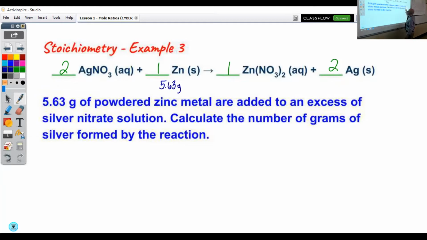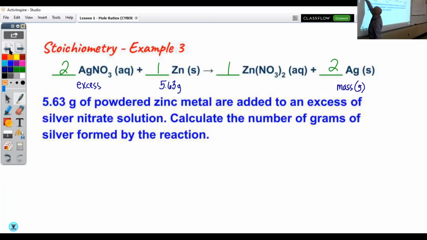They are added to an excess of silver nitrate solution. So we have more than enough of this. Calculate the number of grams of silver. So we're looking for a mass here in grams formed by the reaction. So in this case, we're starting with grams and we're finishing with grams.